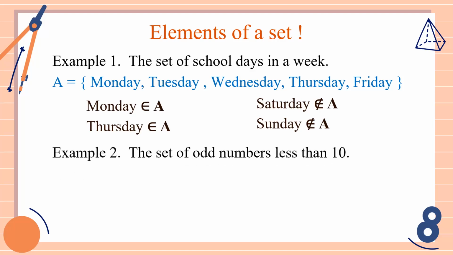Let me give you another example, class. Example number 2: the set of odd numbers less than 10. Once again, class, what are those odd numbers? Do you still remember? That's correct. So we have 1, 3, 5, 7, and 9. Therefore, 1, 3, 5, 7, 9 are the elements of the set.